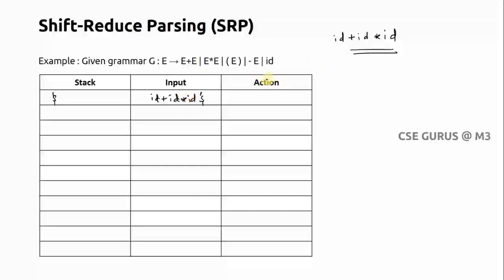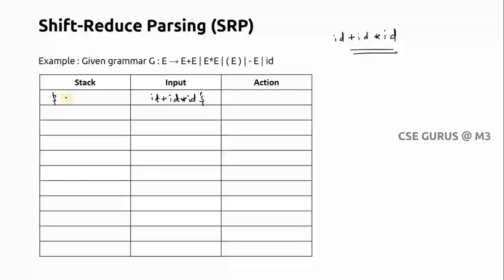So we have 4 actions only. One is shift, other is reduce, other is accept, other is error. So any one of these actions to be performed. So what is the first action? Anyway, stack is empty. Of course, dollar represents empty stack. So now we have to shift first.